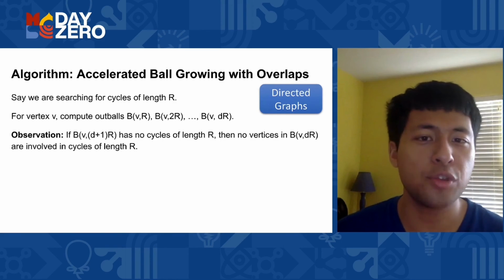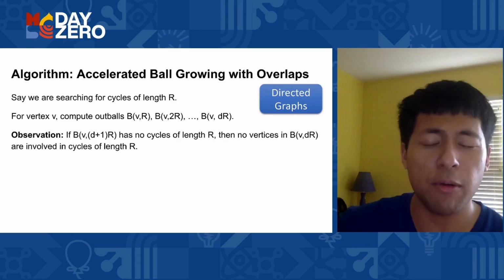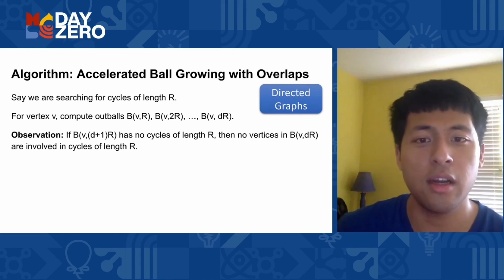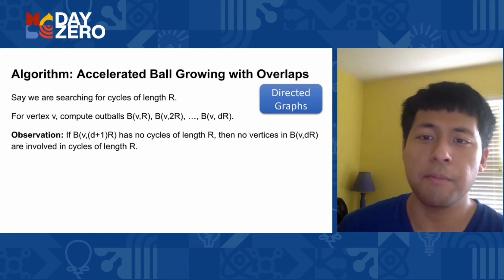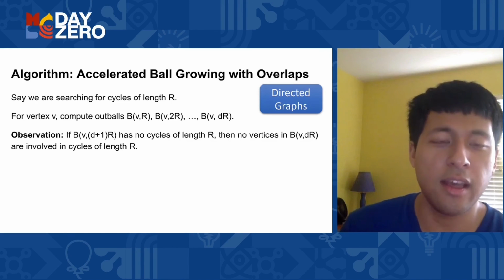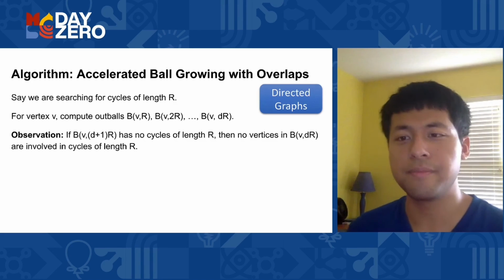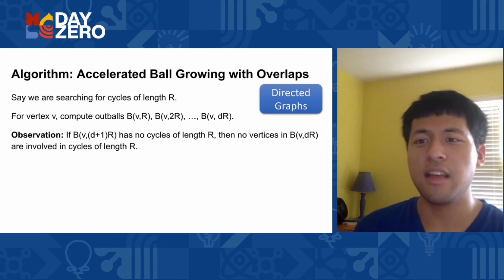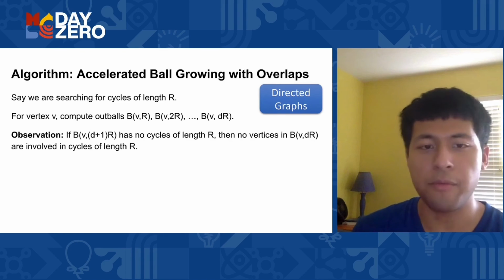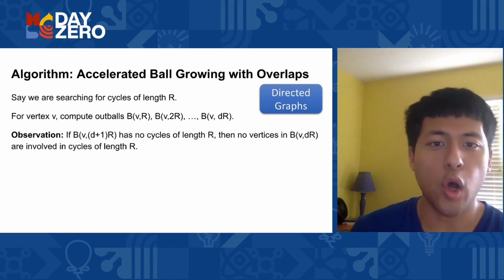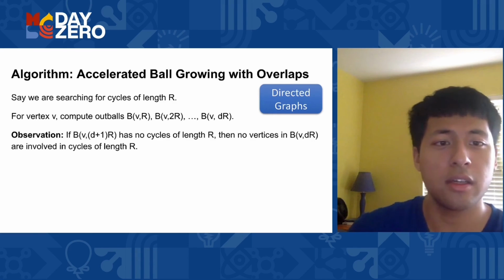The main observation driving the algorithm is that if the outball of radius d plus 1 times r has no cycles of length r, then no vertices that are within distance dr of v can possibly be in a cycle of length r, which is the length of cycle we're searching for. This is because if a vertex at distance at most dr from v is on a cycle of length r, then all the vertices in the cycle have to be within the ball of radius d plus 1 times r.